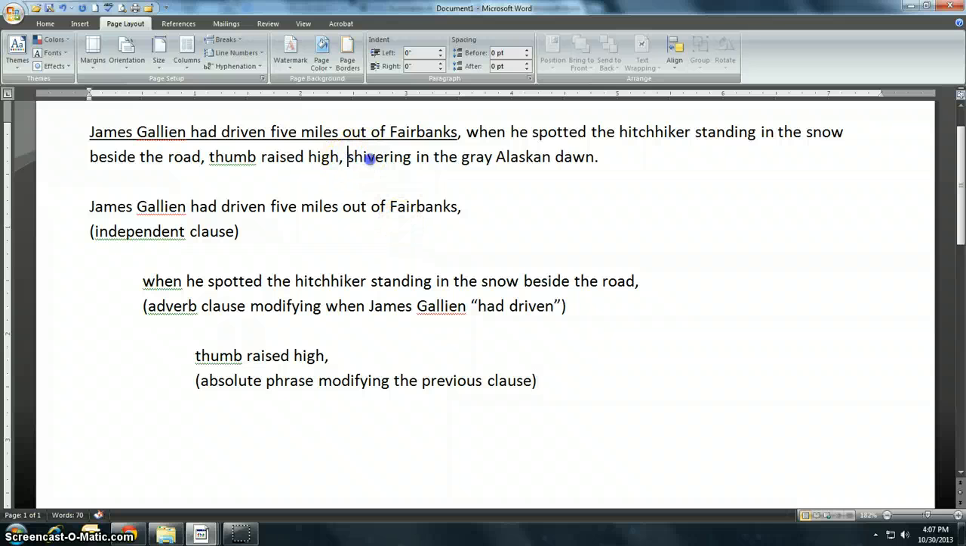And the last one, shivering in the gray Alaskan dawn. That is telling me more about what? Who was doing the shivering? It's going to be the hitchhiker. So it's going to be indented just like this previous phrase. I'm going to skip a couple lines.